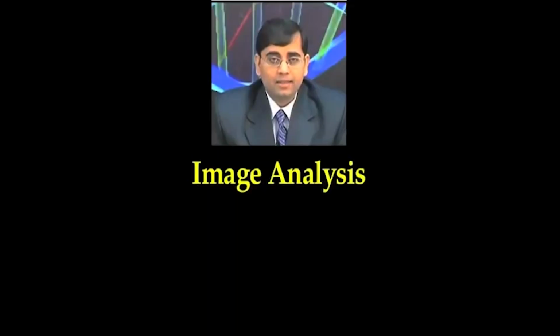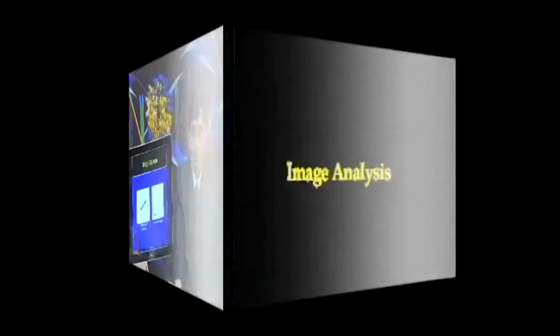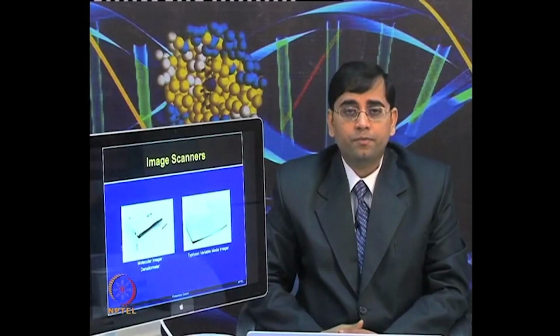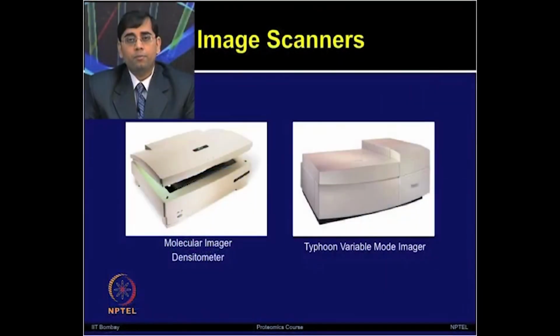So, image analysis is another very important aspect of the two-dimensional electrophoresis workflow. There are different types of image scanners available from different vendors, such as the one I have shown here, the molecular imager, densitometer, and the Typhoon variable mode imager. There are many staining image scanners available.